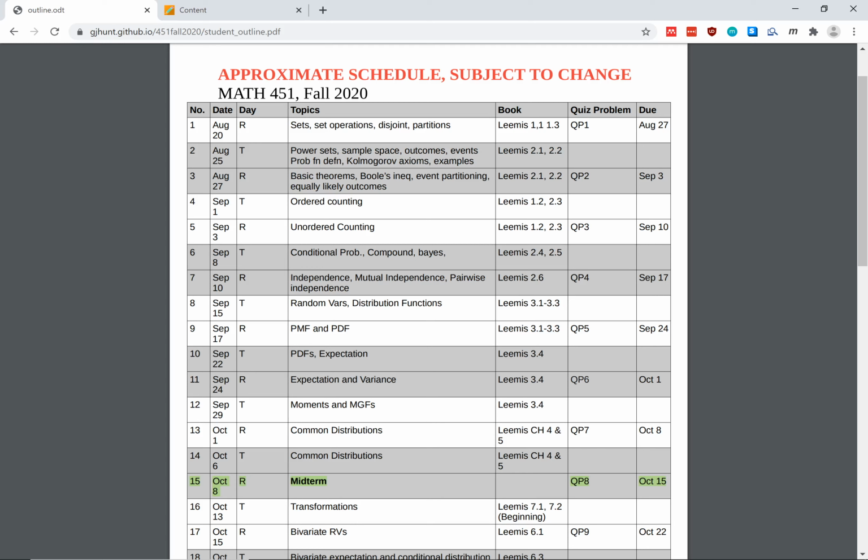The topic, sets, operations, partitions, etc. And I have the corresponding section of the book. I'm going to assign the quiz problem, which is the 1 graded problem today. That's actually already on Blackboard. That will be due next Thursday at midnight, so August 27th.